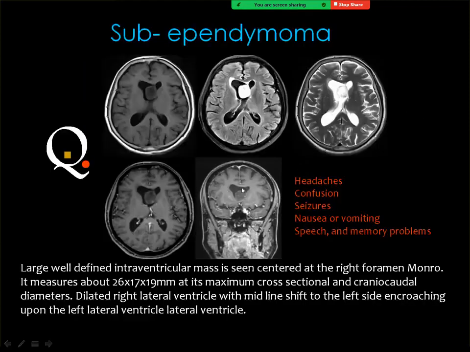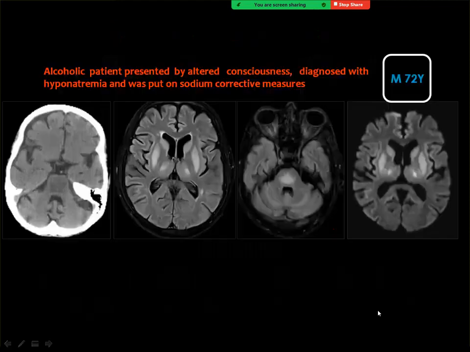The absence of contrast enhancement, as you can see here, is one of the diagnostic criteria of subependymoma. But in about 40% of the cases, subependymoma can enhance. At that time, you cannot reach the diagnosis, and you may think of another alternative like the ependymoma itself.